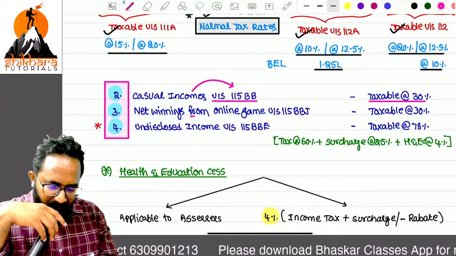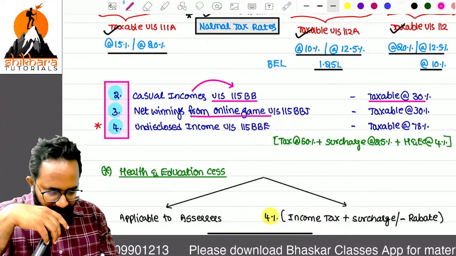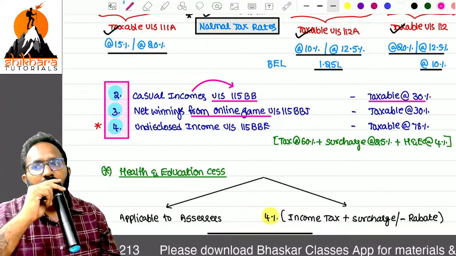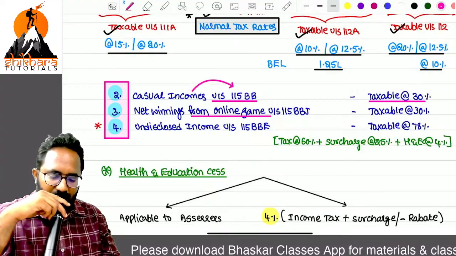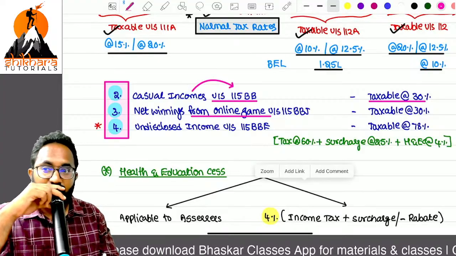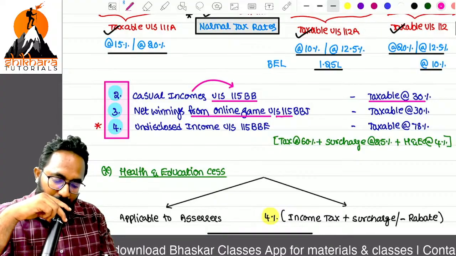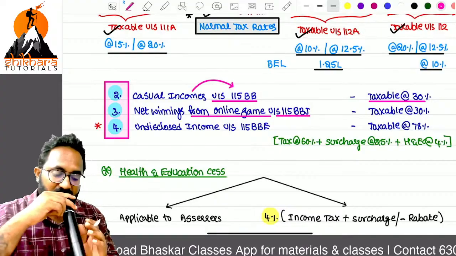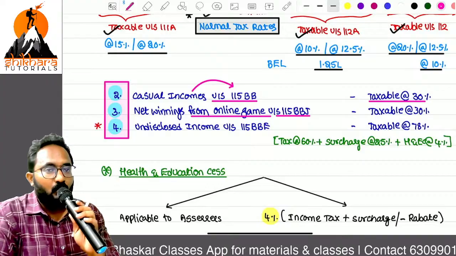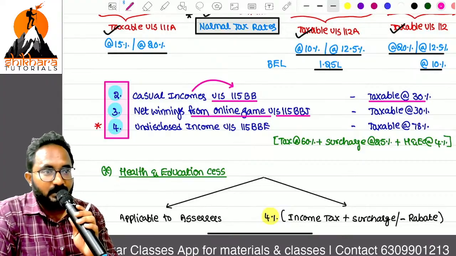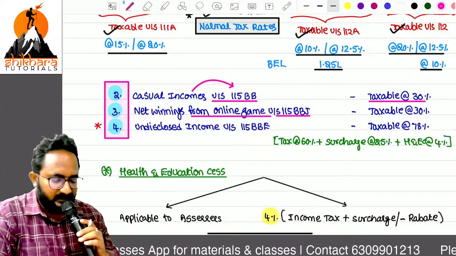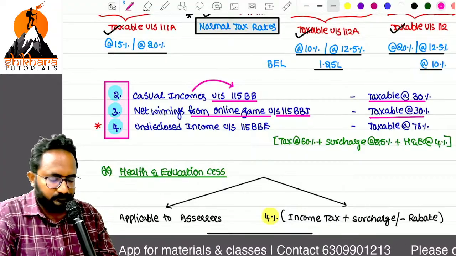So net winnings from online games. Now many online games are there. If you got any winnings from online games, that is taxable under a separate section. What is the section number? 115BBJ. What is the tax rate? Same, 30%.